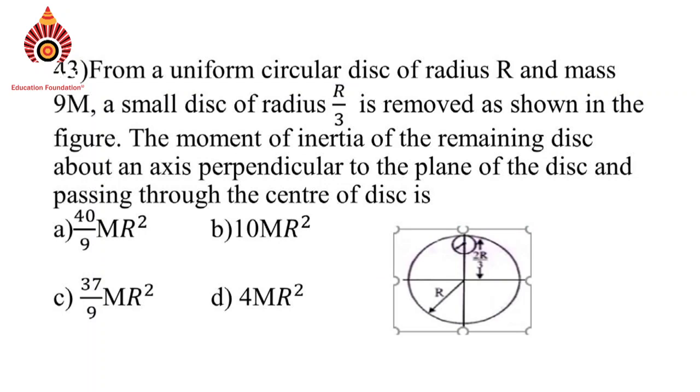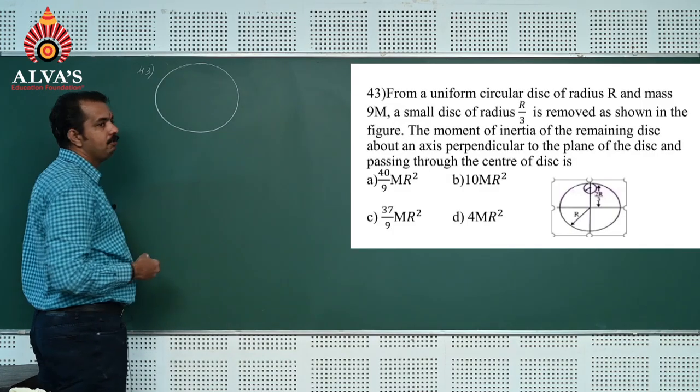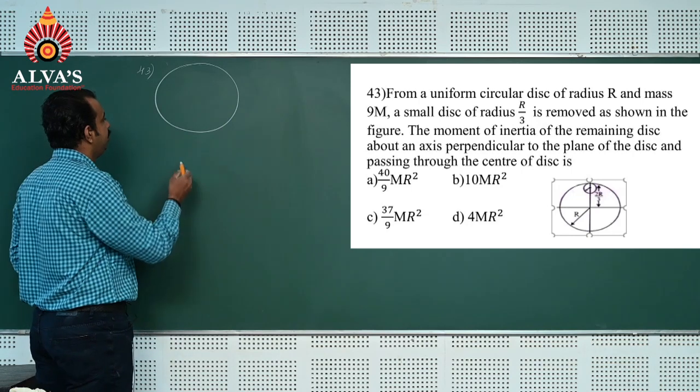Number 43. From a uniform circular disk of radius r, mass 9m, a small disk of radius r by 3 is removed as shown in the figure. The moment of inertia of the remaining disk about an axis perpendicular to the plane of the disk and passing through the center of the disk is asked here. First, we can find out the moment of inertia of the whole disk.